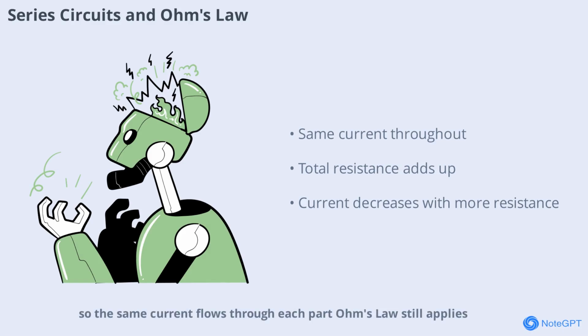Ohm's law still applies, but the total resistance is the sum of all individual resistances. This means that as you add more components, the overall resistance increases and the current decreases for a given voltage. Understanding how Ohm's law works in series circuits is crucial for designing safe and effective electrical systems.